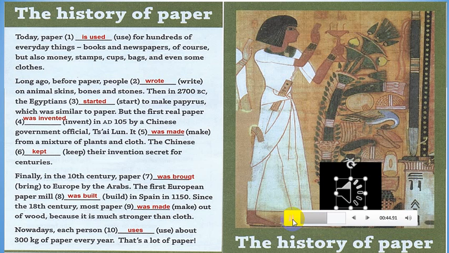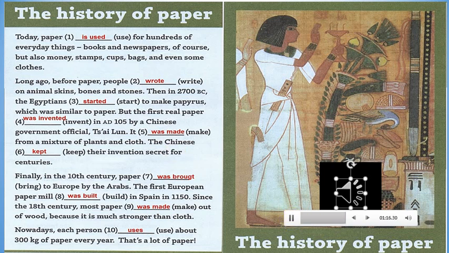The Chinese kept their invention secret for centuries. Finally, in the 10th century, paper was brought to Europe by the Arabs. The first European paper mill was built in Spain in 1150. Since the 18th century, most paper has been made out of wood because it is much stronger than cloth. Nowadays, each person uses about 300 kilograms of paper every year. That's a lot of paper.